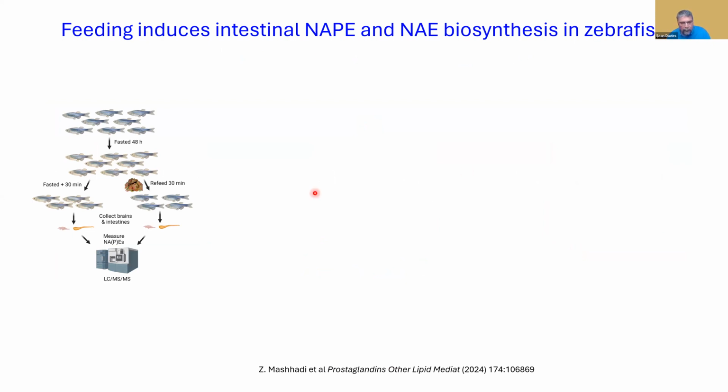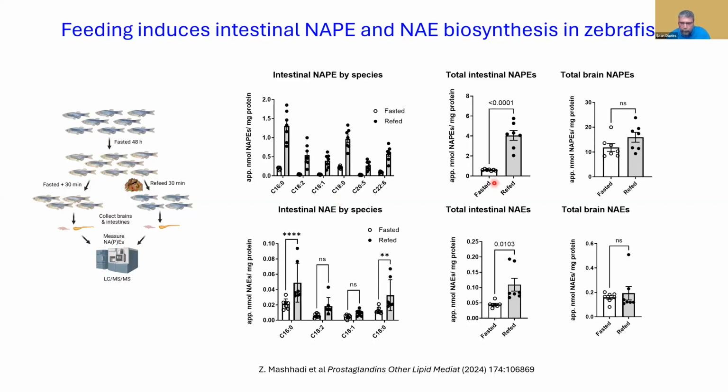And so to test this, we fasted zebrafish for 48 hours and then split the group in 2 and kept half the group fasted, refed the other half, then collected their brains and intestines and measured the NAPE and NAE levels by mass spectrometry. And what we saw was there were very nice increases in intestinal NAPEs in response to refeeding, as well as intestinal NAEs.